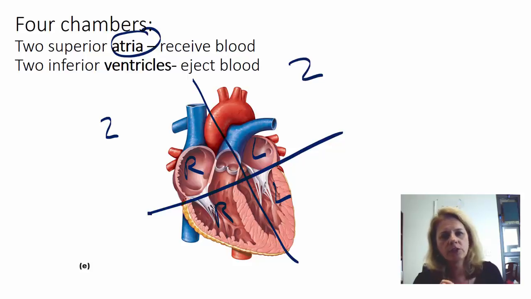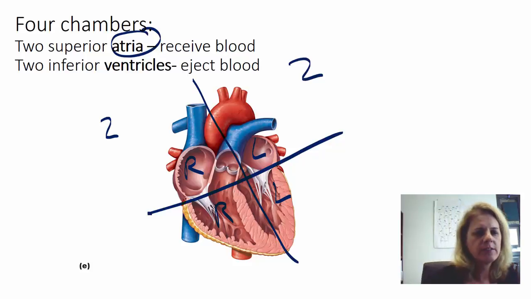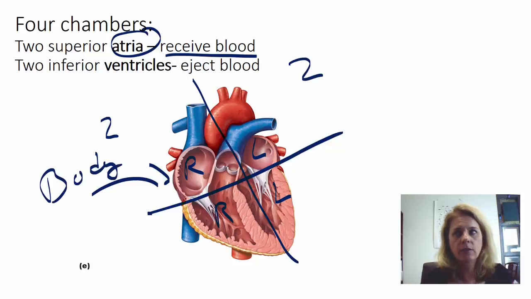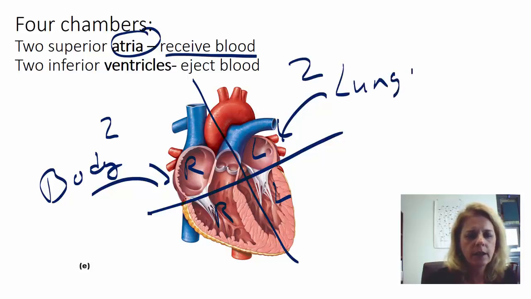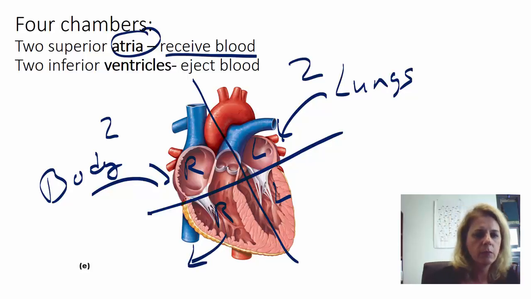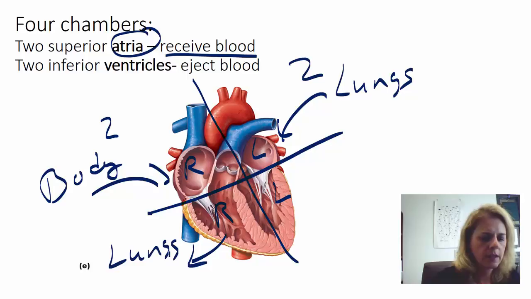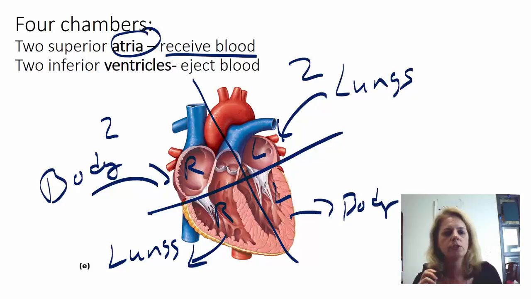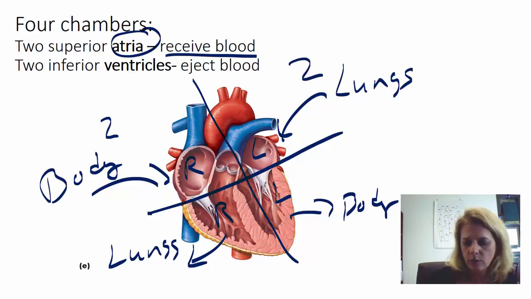And so your four separate chambers, the atria, the two on the top, receive blood. So the right atrium receives blood from the body, that venous blood from the body, and the left atrium receives venous blood from the lungs. Okay? The right ventricle sends blood via an artery to the lungs, and the left ventricle sends blood to the body. Okay, so four chambers. Two superior chambers, the atria, are receiving blood, and the two inferior ventricles are ejecting or delivering blood.